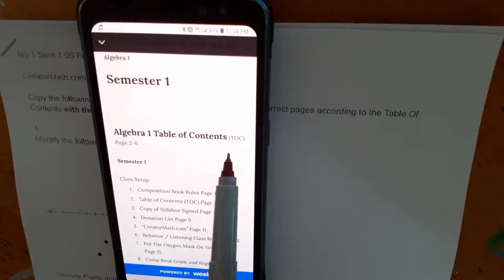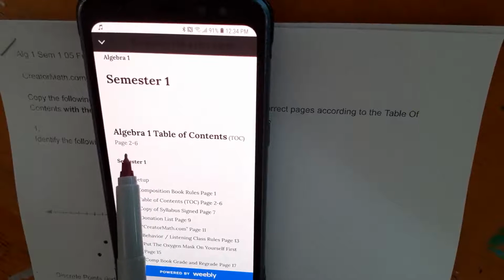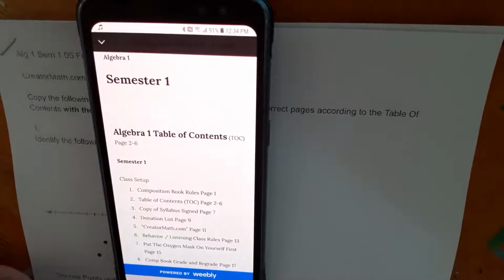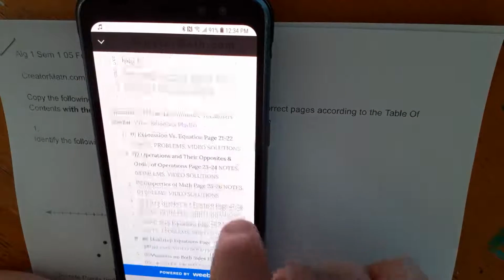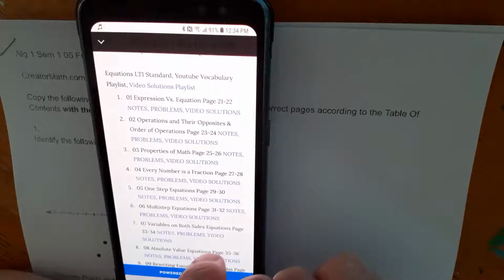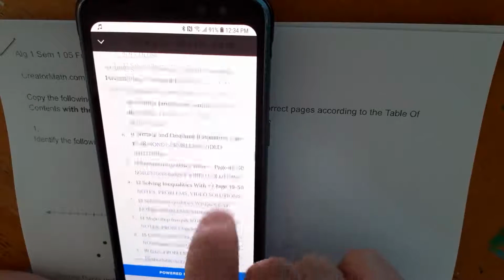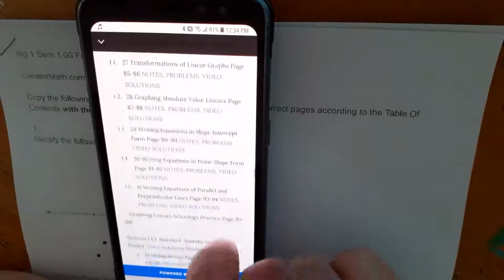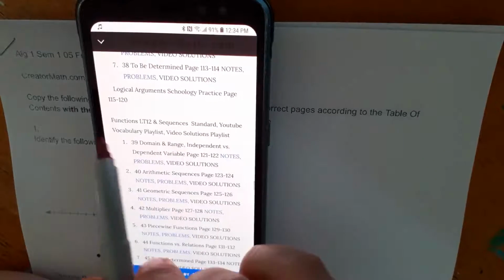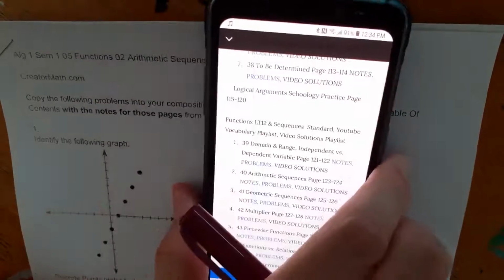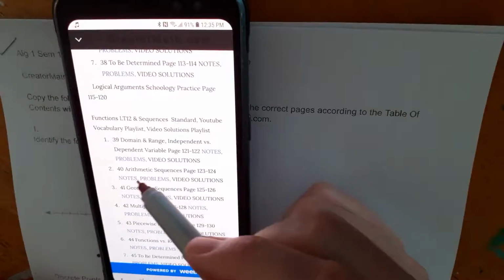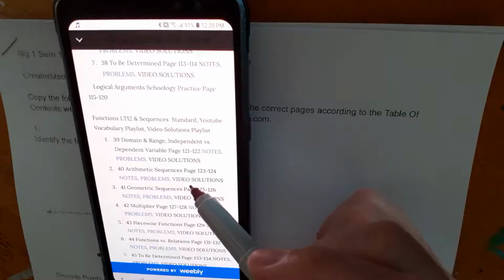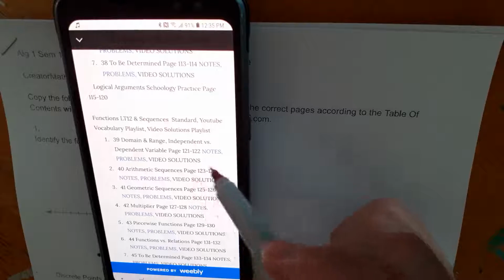This is the table of contents, and the directions are that you should have copied this in its entirety onto pages 2 through 6 of your composition book. Why? Because it lays out all the page numbers of where everything goes for the entire semester. Now we're going to go ahead and find the unit that we're in. There it is. In this case, it's functions. We're going to look at the lesson within the unit, which is number 2, arithmetic sequences. It's on this page numbers. Here's where the notes go.